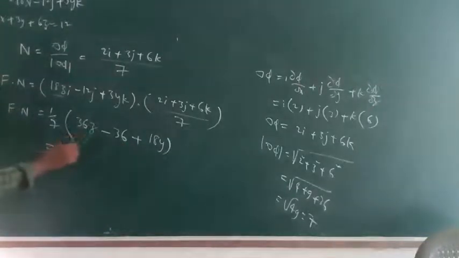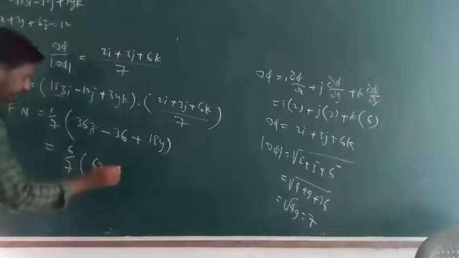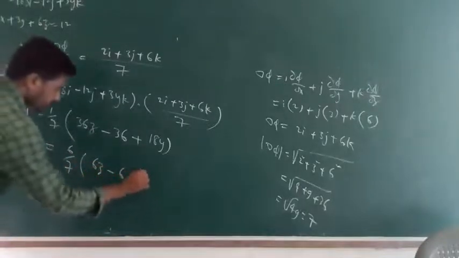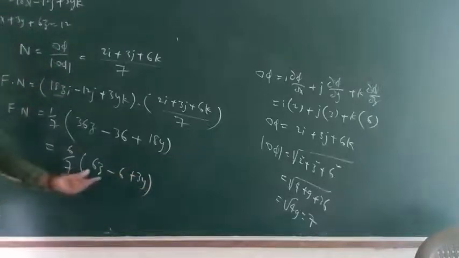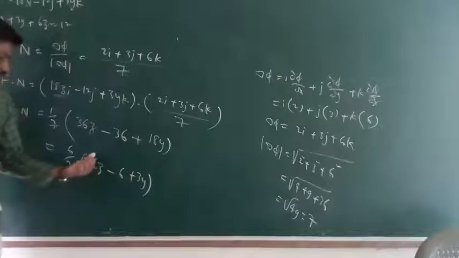So you can take 6 common. So what happened? 6z minus 6 plus 3y. In this process I am selecting only x limits and y limits, so z must be removed as a term.